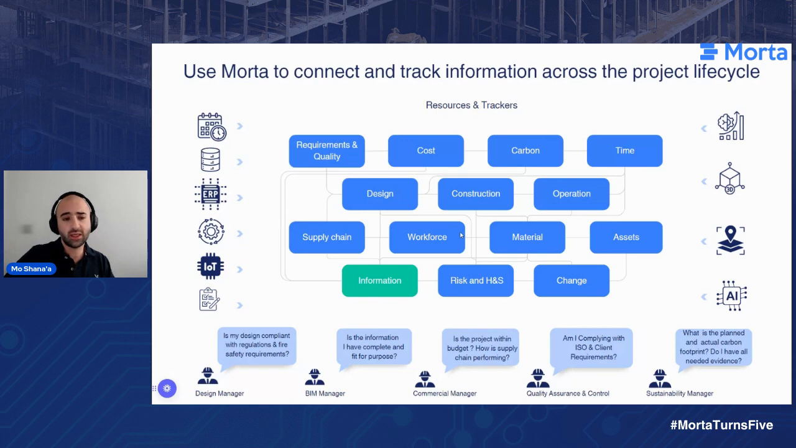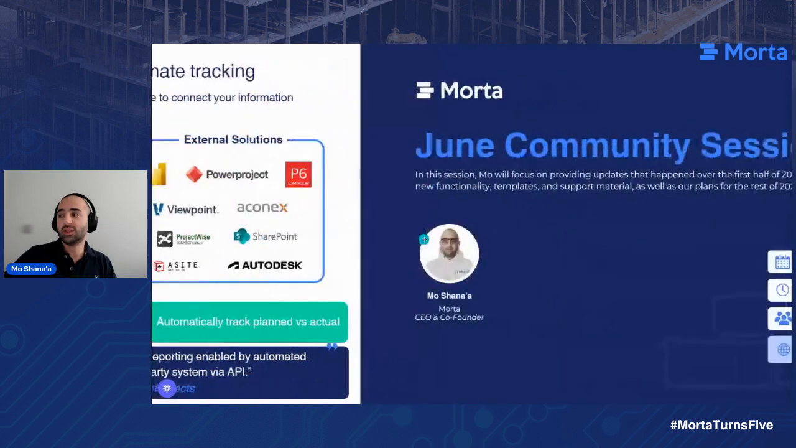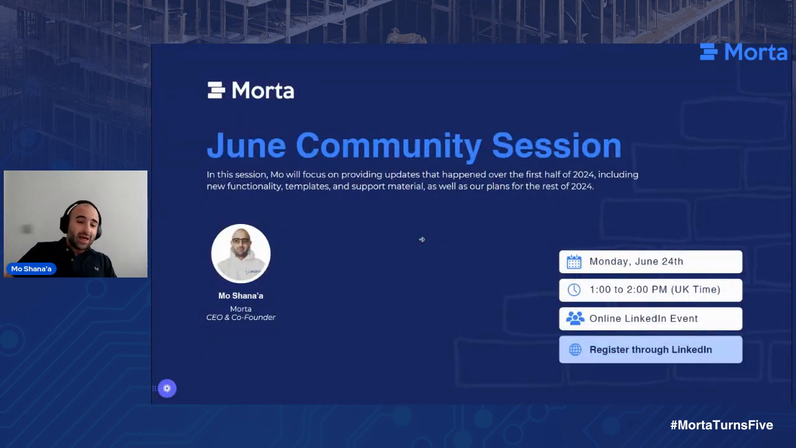And we think one of the most interesting things about this is it ultimately means that you can start connecting these different functions together and ensuring that they're all on the same page. Now, what a lot of you are using us for, and what a lot of companies generally use us for, is to streamline information planning and to automate tracking. So rather than having reference data and requirements in Excel spreadsheets, you can move those onto the platform that then connect to trackers that will then connect to external solutions. You'll hear a variation of this process today, also from Jamile, but this is one of the most common use cases for the platform.